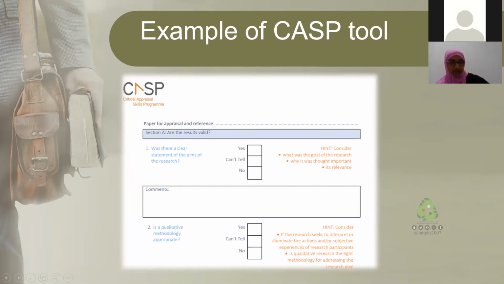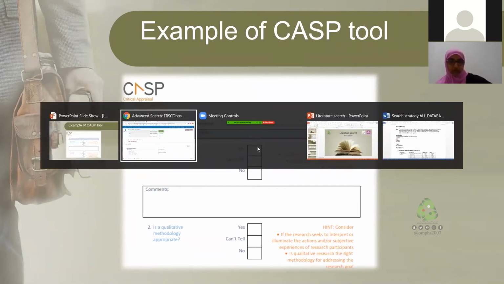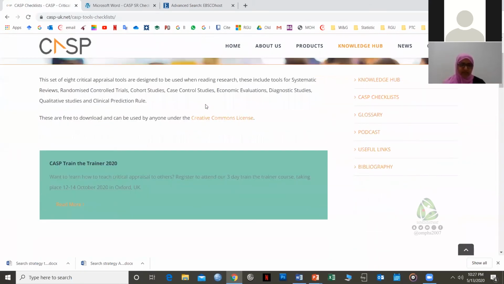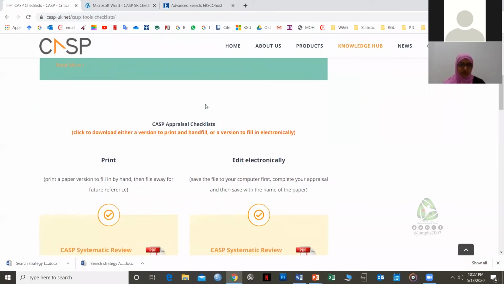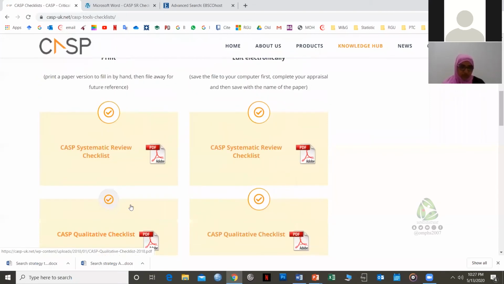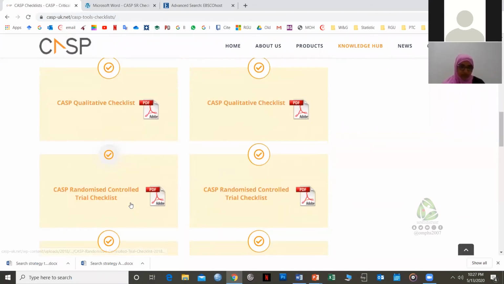go live and see the tools. This is the page. So if you type CASP in Google, you will find it. And this is the website, and it's easy and it's free. You can access all the different tools. So here you can see the list of tools. This is for systematic reviews, and this is for qualitative papers, for randomized papers. So these are all these different tools.